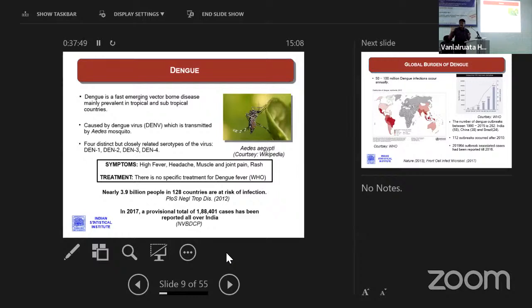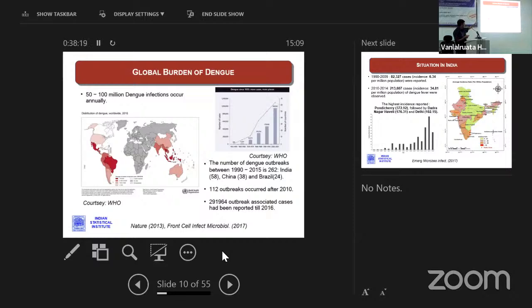Many cases are coming, as you know. Dengue is common in many areas, as for example Pondicherry, Delhi, Nagar Haveli, and Calcutta also. Symptoms are high fever, headache, muscle and joint pain, and rash also. There is no specific treatment for dengue fever so far, and nearly 3.9 million people in 120 countries are at risk of infection. Between 1990 and 2015, there were 60 outbreaks of dengue, of which India had 58 out of 60, and two of these occurred after 2012. Many people are affected.